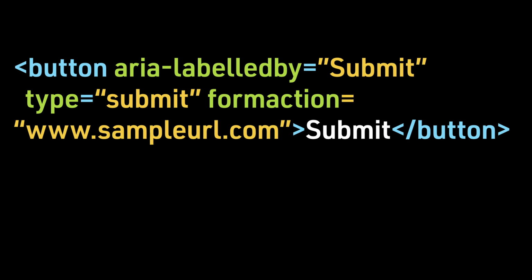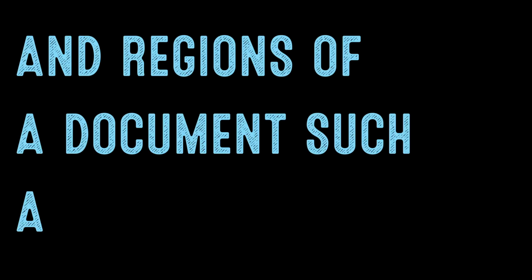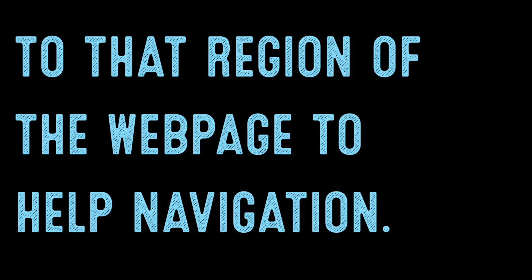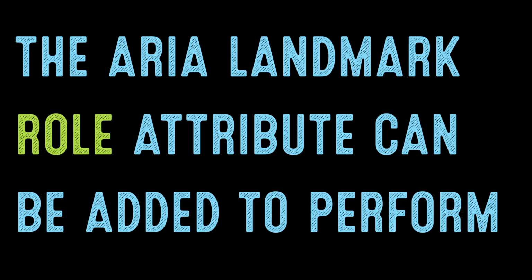instead. ARIA landmarks are used to identify major sections and regions of a document, such as letting the user know what is the main content. Screen readers compile these landmarks and allow the user to jump to that region of the web page to help navigation. The ARIA landmark role attribute can be added to perform this function.